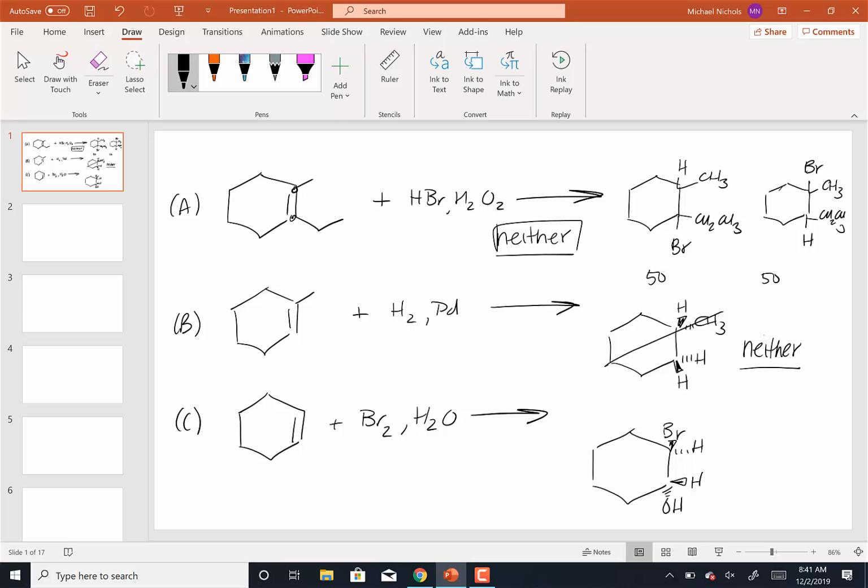So anything that says it's Markovnikov assumes that the alkene is not symmetrical. But if the alkene is symmetrical, then there is no Markovnikov, anti-Markovnikov. Or better yet, it's 50-50. But I'm not going to get stereo. I'm not going to get any regioselectivity. So in this case, is it regioselective? No, because the alkene is symmetrical.